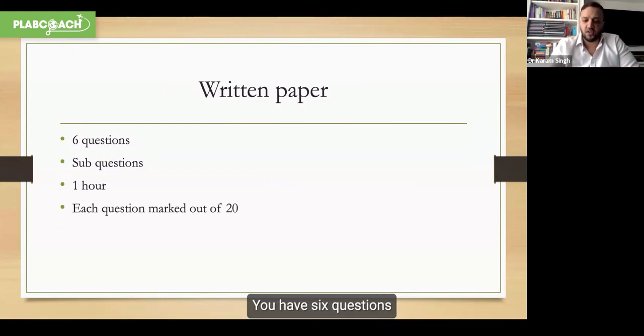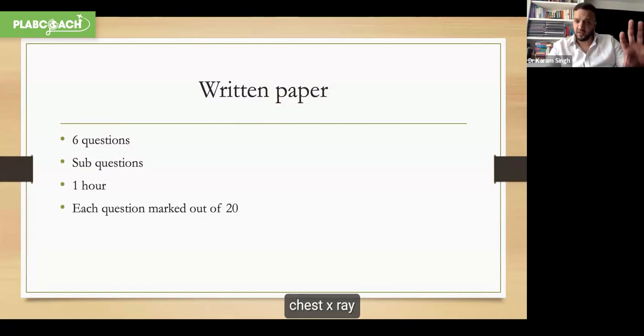You have 6 questions, and each question will have sub-questions. So, for example, they'll give you a chest X-ray, and within that chest X-ray, there'll be 4 or 5 different questions. For example, describe the radiographic findings. What is the most likely diagnosis? What is the management? What are the complications, etc.? So there'll be sub-questions within a question, okay?